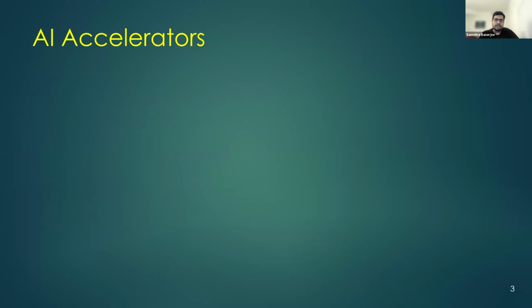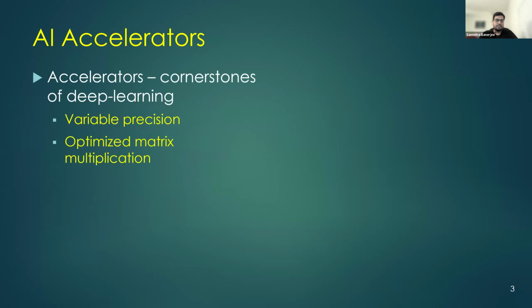AI accelerators are one of the cornerstones of deep learning today. They offer variable precision and optimized matrix multiplication. However, one of the challenges is a huge energy efficiency gap.